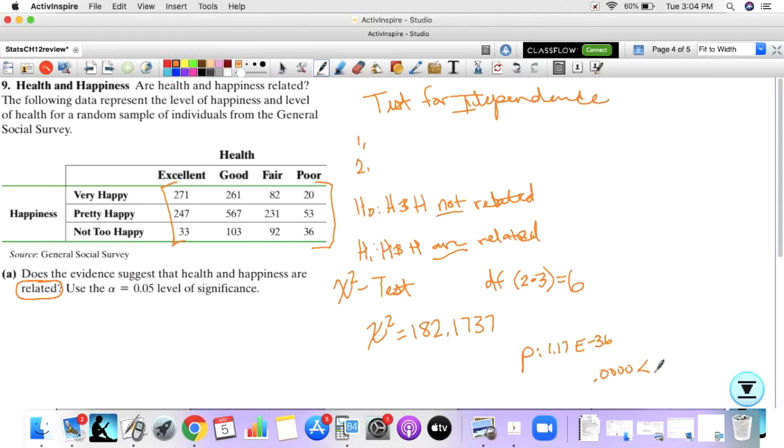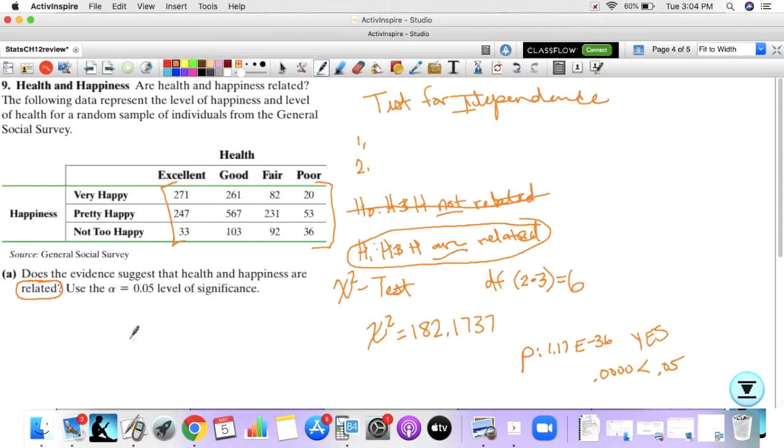If we compare that to our 0.05 level of significance, that is clearly smaller, so this inequality is true. That means there is enough evidence to accept the alternative and reject the null. Okay, so we would say there is enough evidence at a 0.05 level of significance to say that health and happiness are related.